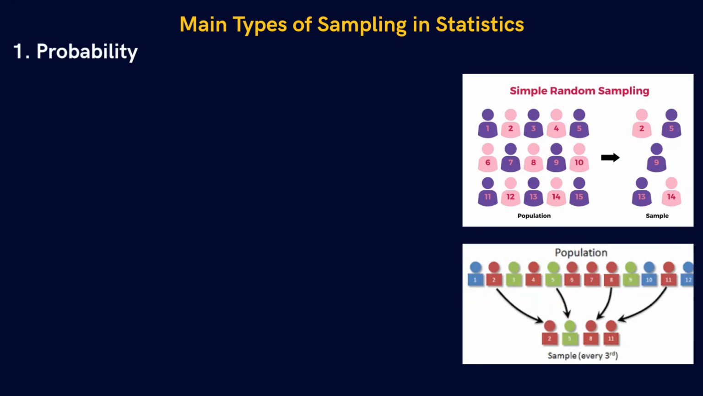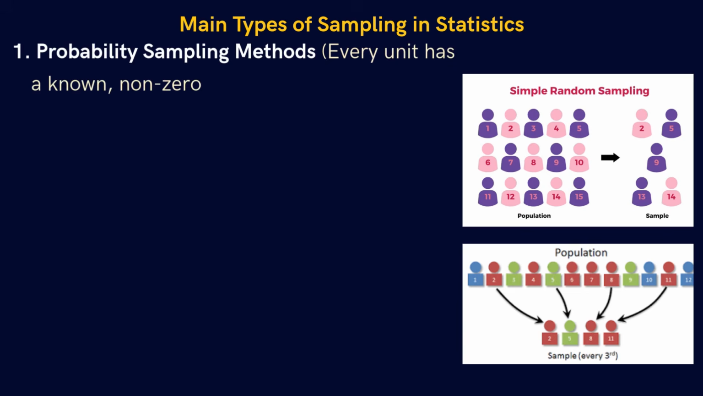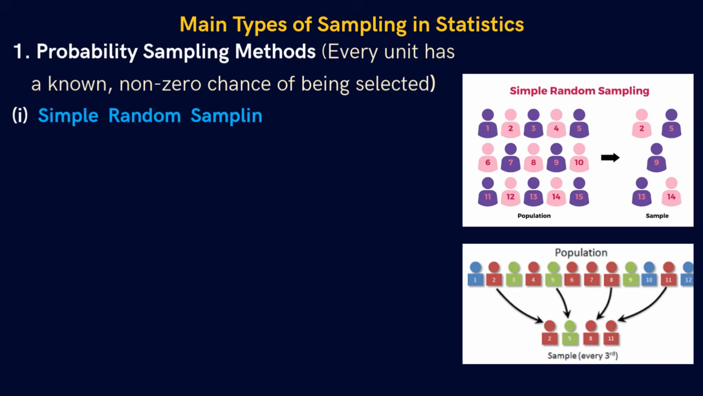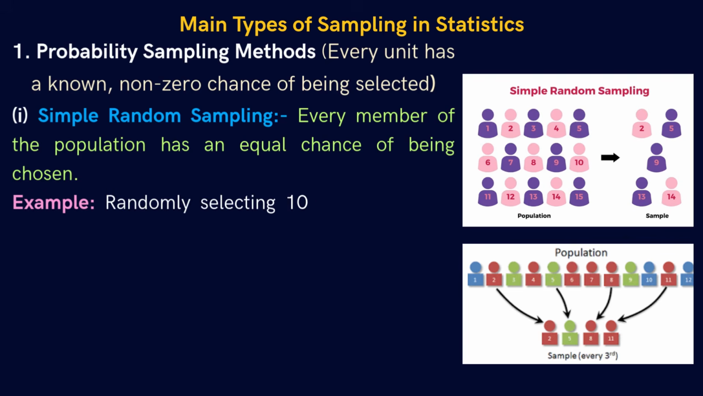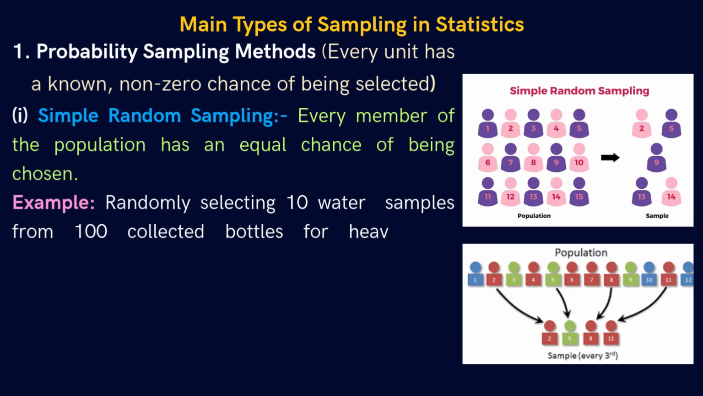Next we will see the statistics involved in sampling. There are sampling methods. First one is probability sampling. This means every unit has a known, non-zero chance of being selected. First one is simple random sampling. Every member of the population has an equal chance of being chosen. Example: randomly selecting 10 water samples from 100 collected bottles for heavy metal analysis.